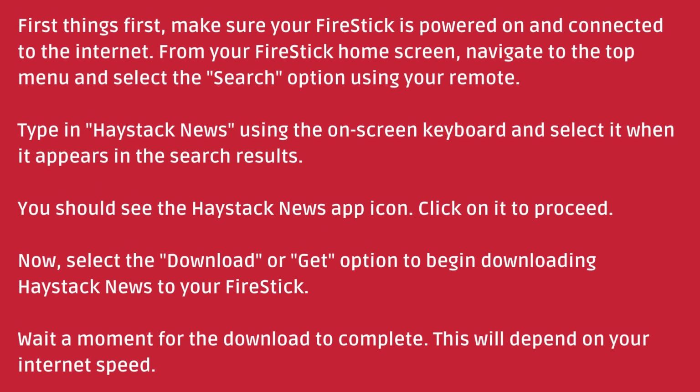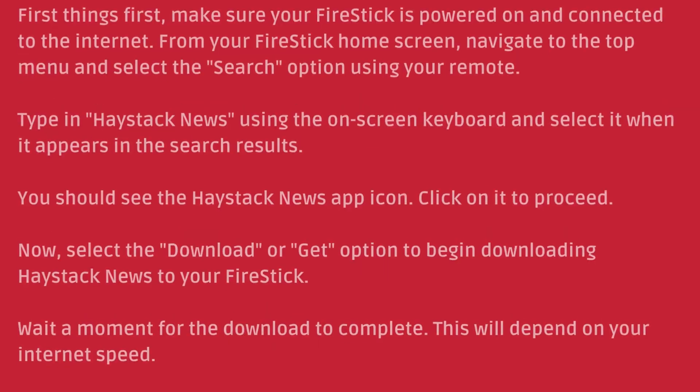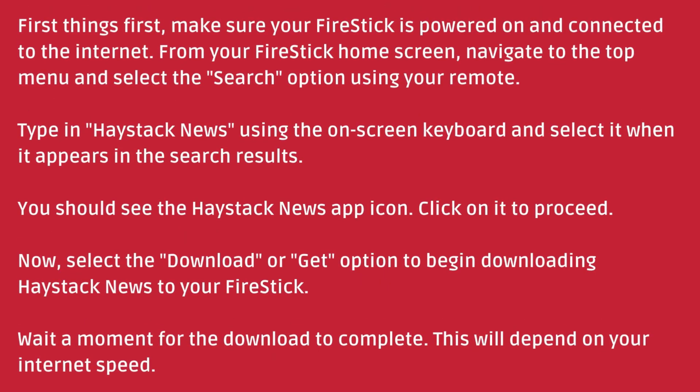First things first, make sure your FireStick is powered on and connected to the internet. From your FireStick home screen, navigate to the top menu and select the search option using your remote. Type in Haystack News using the on-screen keyboard and select it when it appears in the search results. You should see the Haystack News app icon. Click on it to proceed.